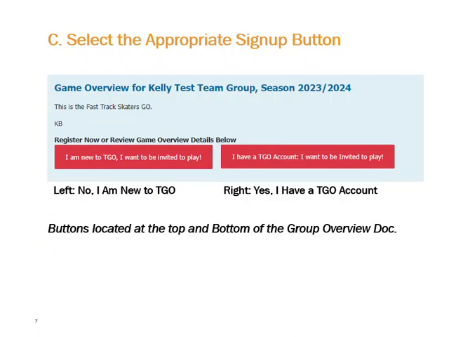Okay, so at the top and the bottom of the group overview document, there are 2 buttons. On the left side, it says, I am new to TGO and I need to create a TGO account. And on the right side, it says, I have a TGO account already. So make your choice. And if you have one already, you won't have to go and register. And if you do have one, we're going to look at the registration fields right now.